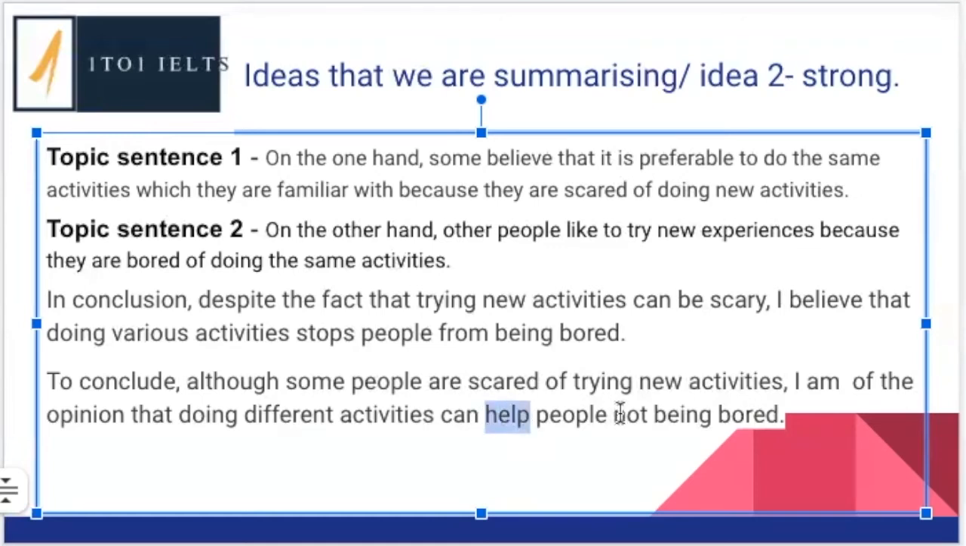So we're going to stop help and we're going to use, what are we going to use instead of help? So Mary had this before, stop, yeah. This is our collocation. Doing different activities can stop. We need the infinitive because it's can stop people, then we would say from being bored. Mary asked, can we say prohibit? It can prohibit people from being bored.